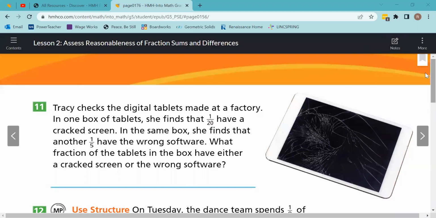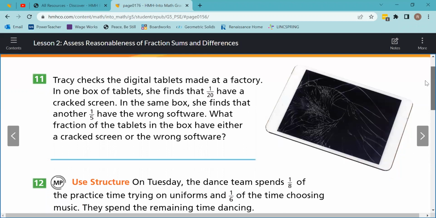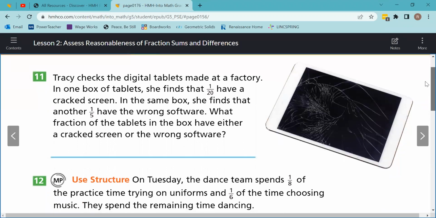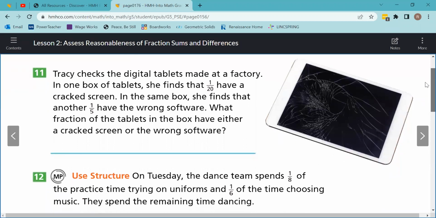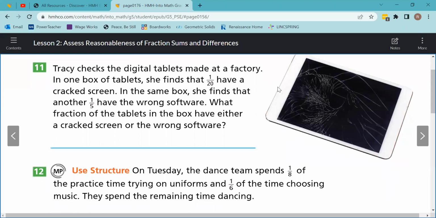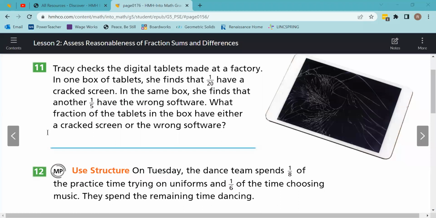We're on workbook page 156, number 11. Tracy checks the digital tablets made at a factory. In one of the tablets, she finds 1/12 have a cracked screen. In the same box, she finds that another fifth have the wrong software. What fraction of the tablets in the box either have a cracked screen or the wrong software?